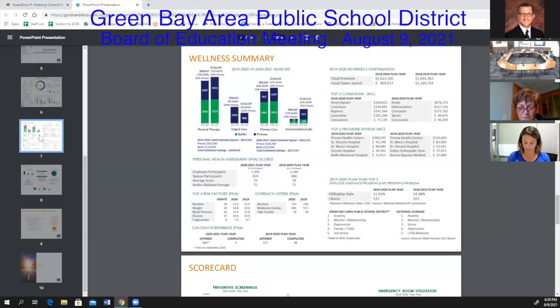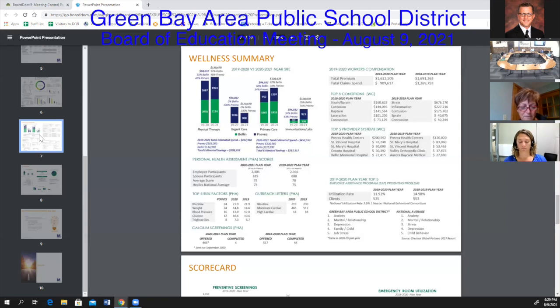The personal health assessments below that is showing the 2021 plan year compared to 2019, 2020. The first portion is showing the employee participants in each of those years, the spouses that participated, and their average score. So you notice the average score went up from 78 to 79, and the district has a higher than Helix national average in overall scoring.